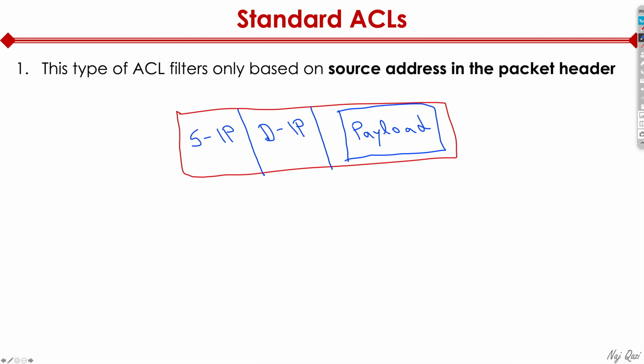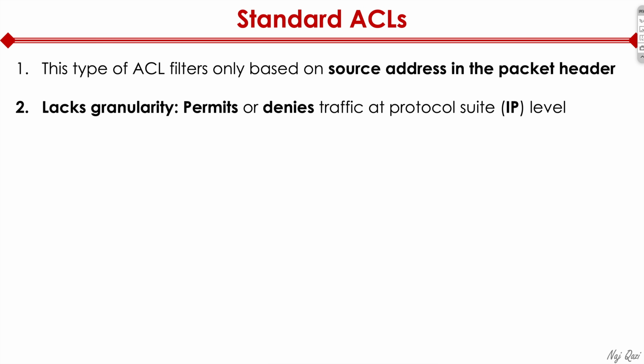Now, what ends up happening is in this scenario, when we apply an ACL, the ACL will only pay attention to this field, the source IP field. And that's exactly what I mean when I say that standard ACLs only pay attention to the source address. It lacks granularity. Because standard ACLs either permit or deny traffic at a protocol level, at IP level, they don't really have the ability to give you a lot of granularity.